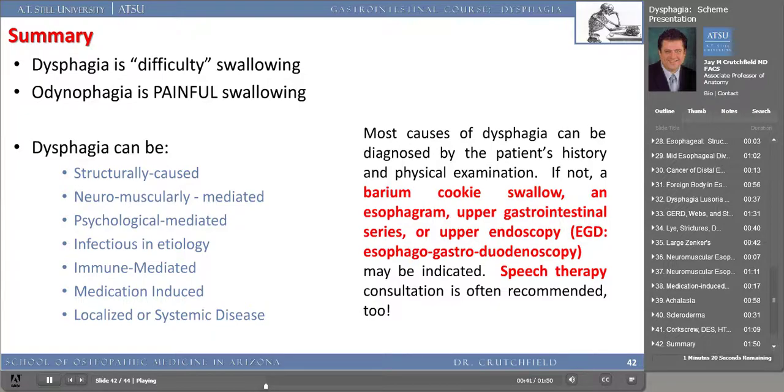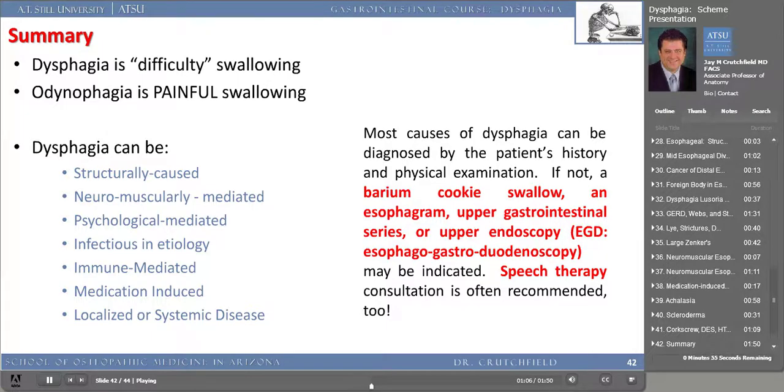It can be infectious in cause, not only like syphilis, but by HPV or other systemic disorders. It can also be psychologically mediated. Patients who have anxiety or suffer from globus hystericus often say that they have difficulty swallowing. These categories overlap. Keep these in mind.